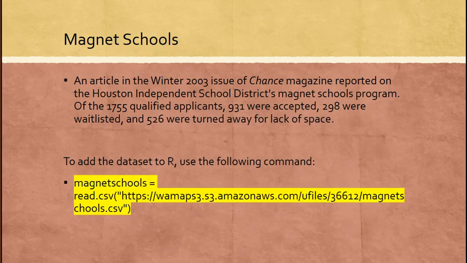Anyway, R has a command called read.csv, and what that does is you plug in the website that the CSV file is saved on, and you can upload it into R. You don't have to worry too much about this command. I'll pretty much just give you the commands overall. But basically we give it a name. The name of the data set in this case is Magnet Schools. And then I'll have equal read.csv, and then inside the parentheses and quotation marks is the website. So let's go ahead and try that.